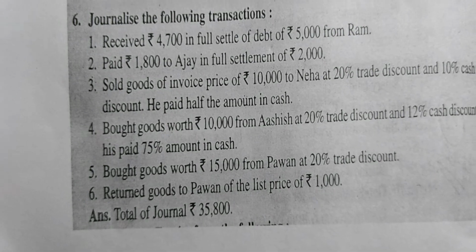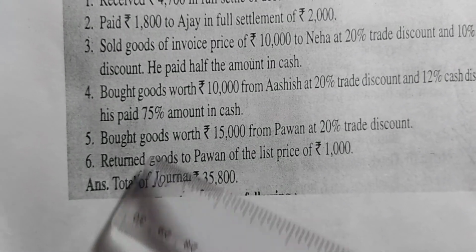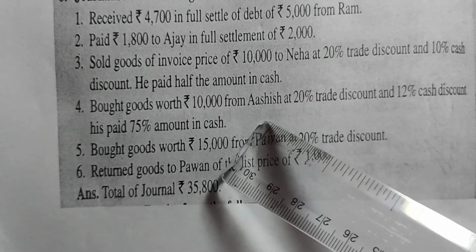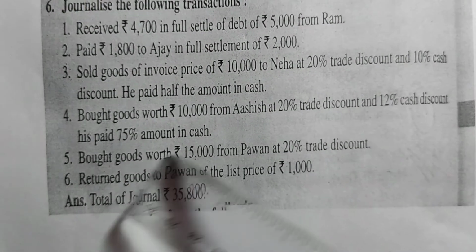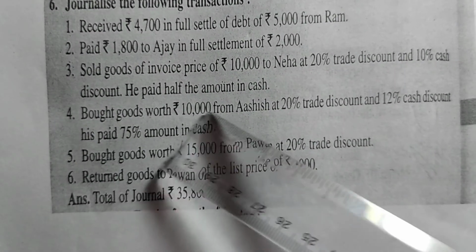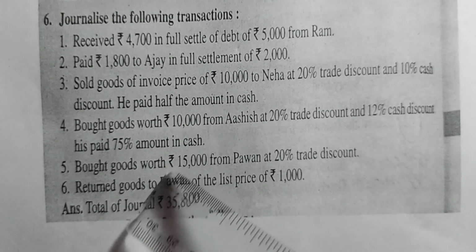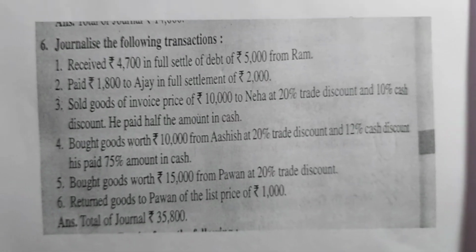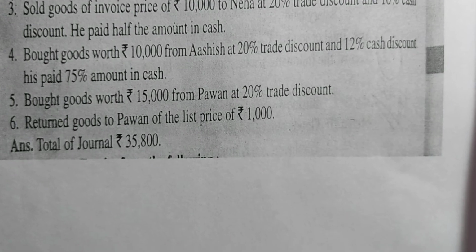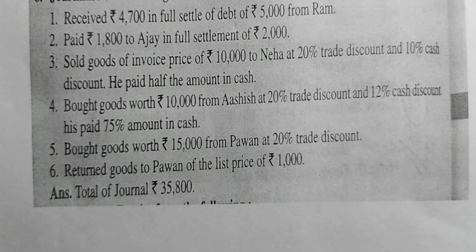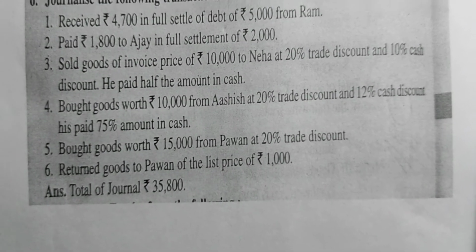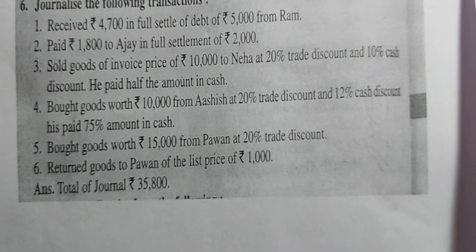So now see the next here. What is given? Bought goods worth rupees 10,000 from Ashish at 20% trade discount and 12% cash discount. He paid 75% of the amount in cash. Here also we are not paying the full cash. There is a credit purchase. Okay, so let's first prepare the working note, then we will do the journal entry.